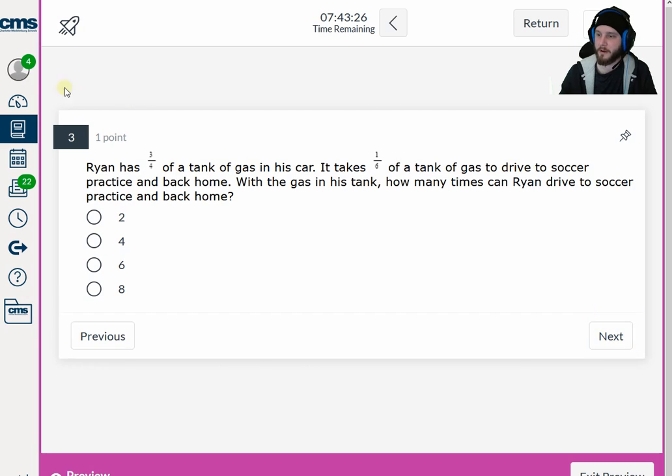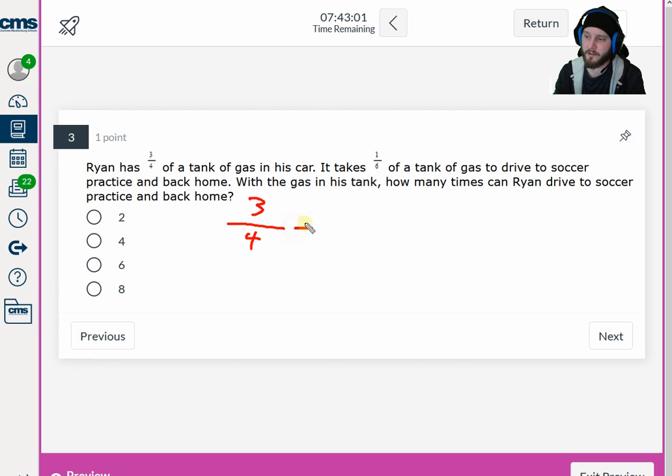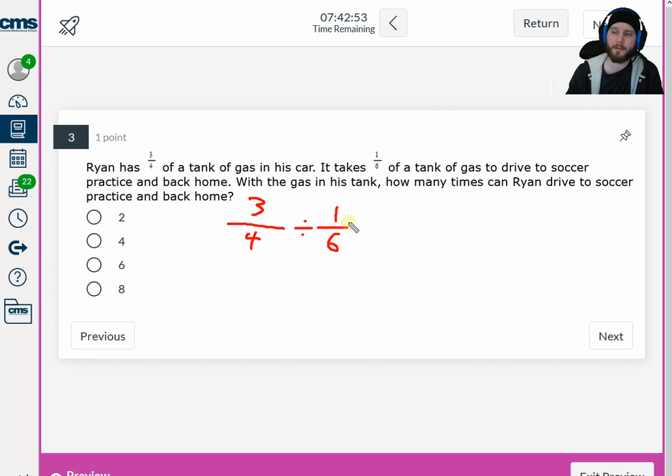Let's check the next problem. I think this might be our last division of fractions problem. It says Ryan has 3/4 tank of gas in his car. Okay, it takes 1/6 of a tank to drive to soccer practice and back home. With the gas in his tank, how many times can he drive to soccer practice and back home? Okay, so we've got 3/4 of a tank of gas, and we're dividing that into 1/6 sections. We want to see how many times, since this 1/6 represents one time going back and forth to soccer practice.